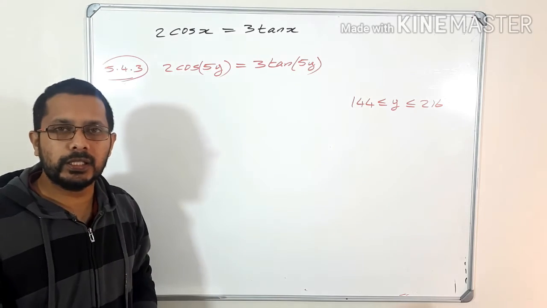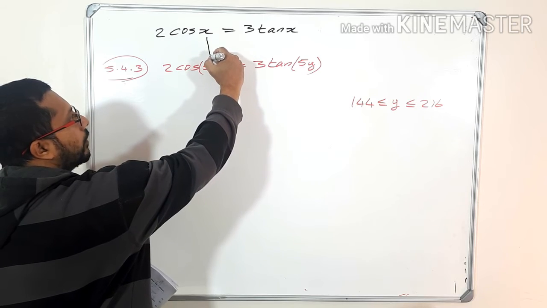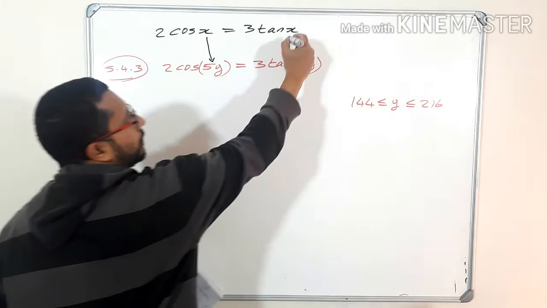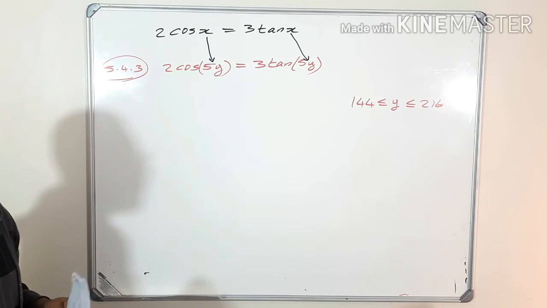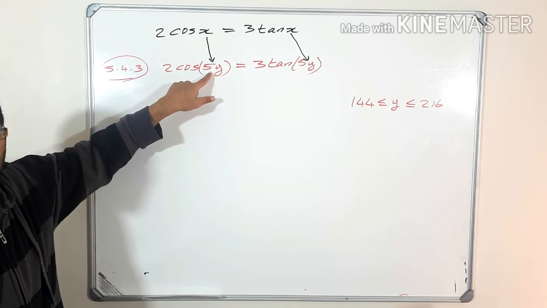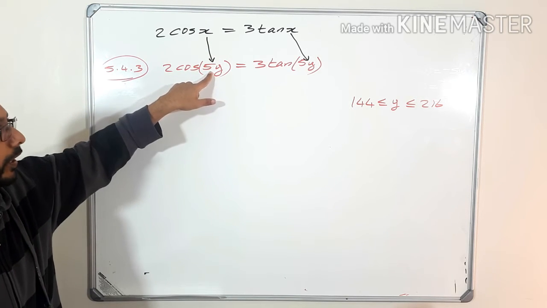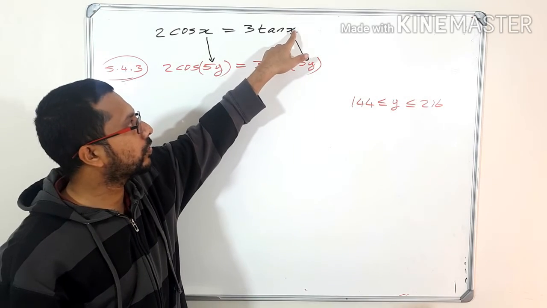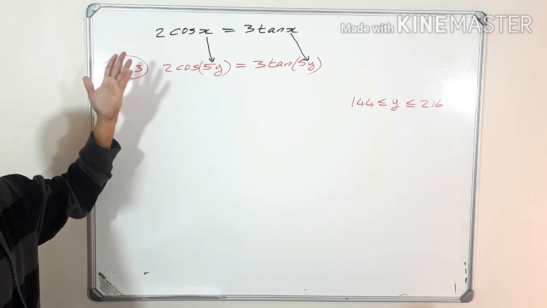Can you see a similarity there? Instead of this x, they change that one as 5y. That means this x is 5y here. So instead of x, you have to write 5y. Am I right? Instead of this here also, instead of x, you have to write 5y. Otherwise everything is the same.